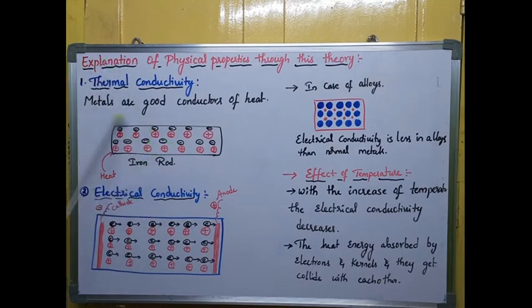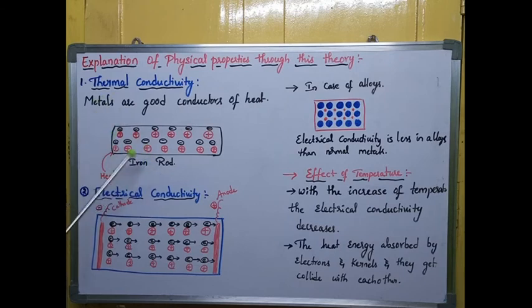For example, I am taking an iron rod. If I am heating one edge of the iron rod, when I start heating, the electrons present at this edge gain energy. So they start moving from this side to that side, and they transfer their kinetic energy to other electrons also. Due to this, the heat energy of one edge passes to the other edge of the iron rod, so that the entire rod gets heated.